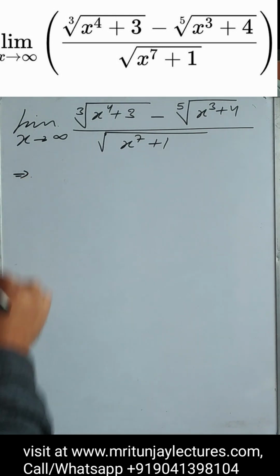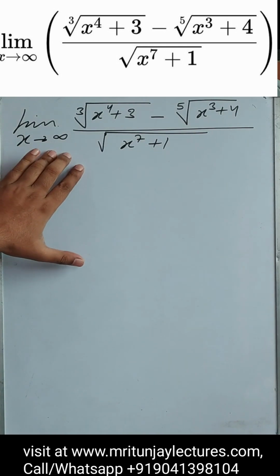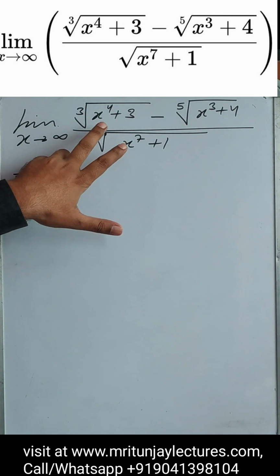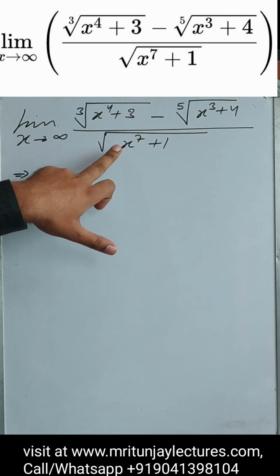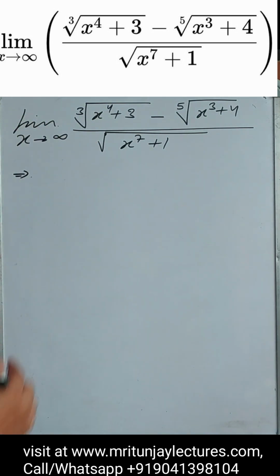Now, our motto: how can we do it? Our motto is to determine that value. If x tends to infinity, if we put x equal to infinity, then we get infinity minus infinity divided by infinity. Means we get the infinity by infinity form. Okay, so how can we do it?